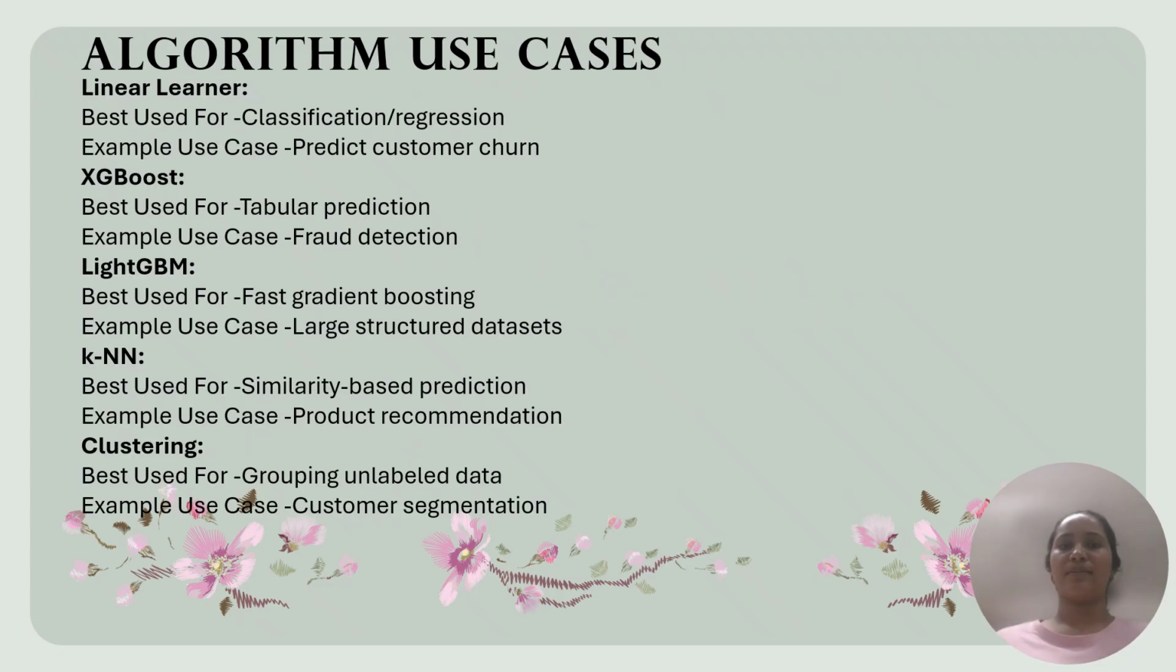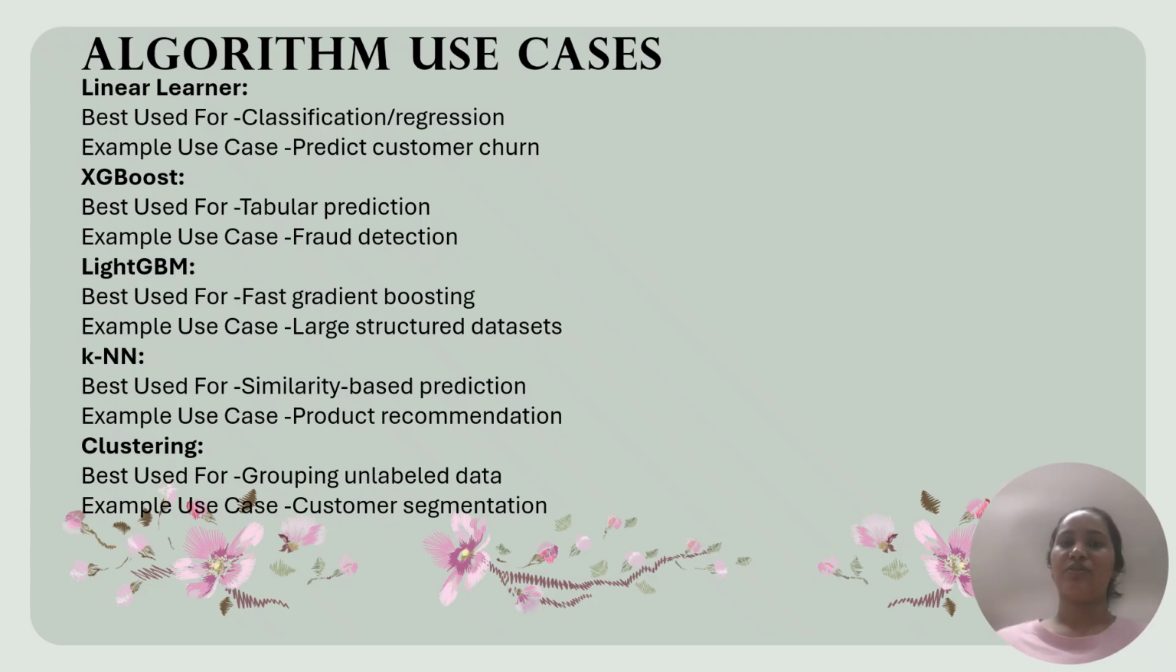Now let's look at some common algorithm use cases and understand where each algorithm performs best. First is the Linear Learner. This algorithm is best suited for classification and regression problems. A common example is customer churn prediction, where businesses try to identify which customers are likely to stop using their services. Next is XGBoost, which is highly effective for tabular and structured data because of its strong predictive performance.